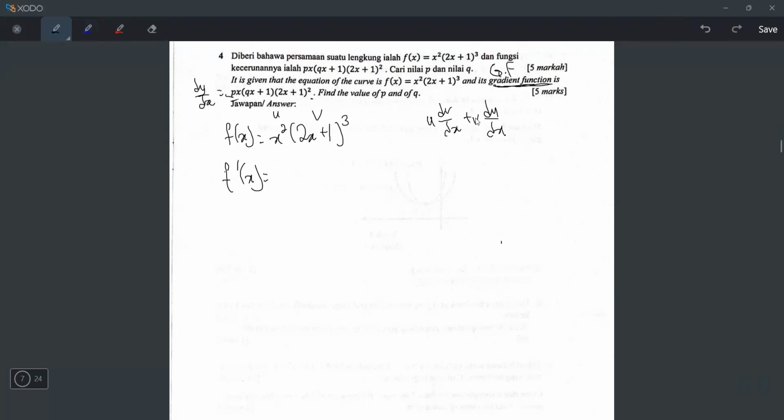So how to differentiate? Copy u, differentiate v, plus copy v, differentiate u. So copy u means copy u. U is x squared. Differentiate v only. So differentiate v, what do you get?